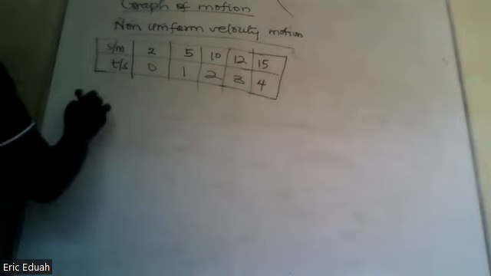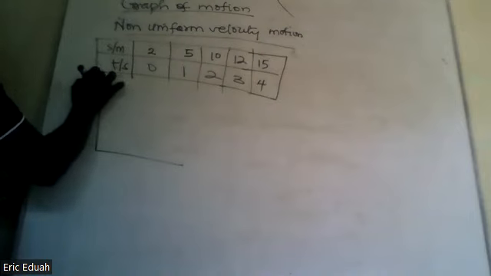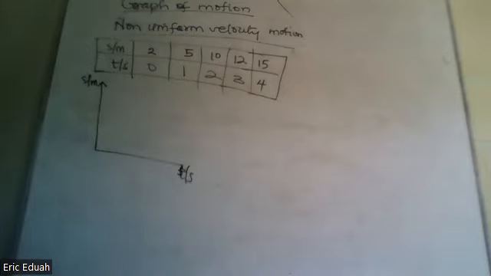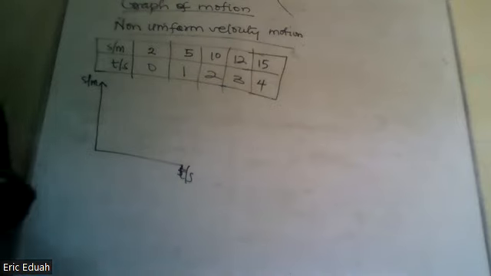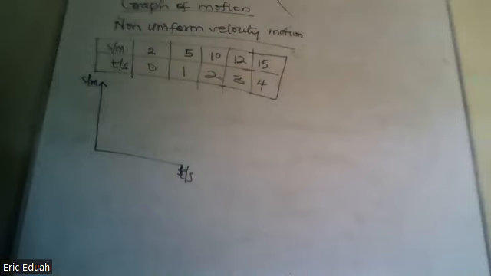But when you plot such a motion, the displacement against time, this time you will not get a straight line, because the change in displacement doesn't occur within equal intervals. Even if the change in displacement is not equal, the rate at which time changes occurs in equal intervals. So it will be non-uniform. I will explain.